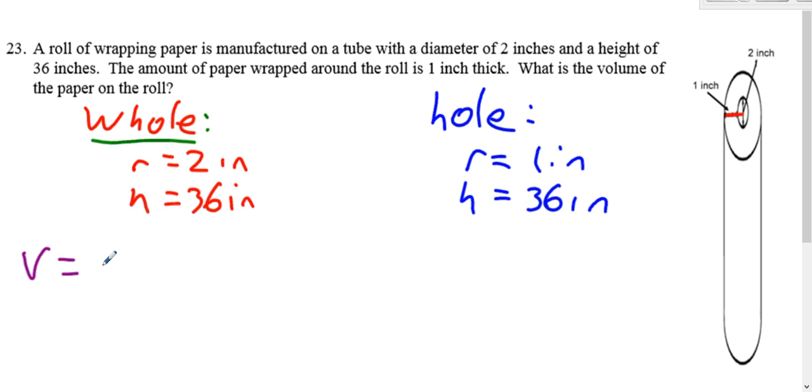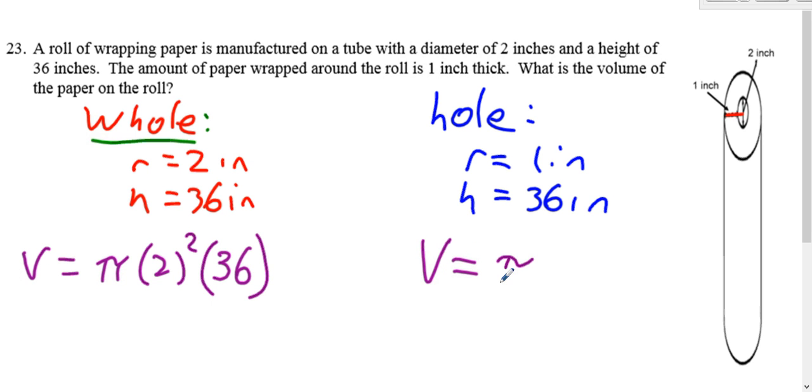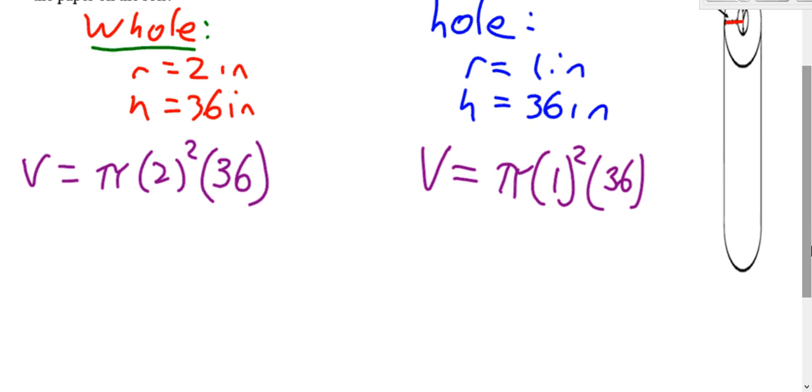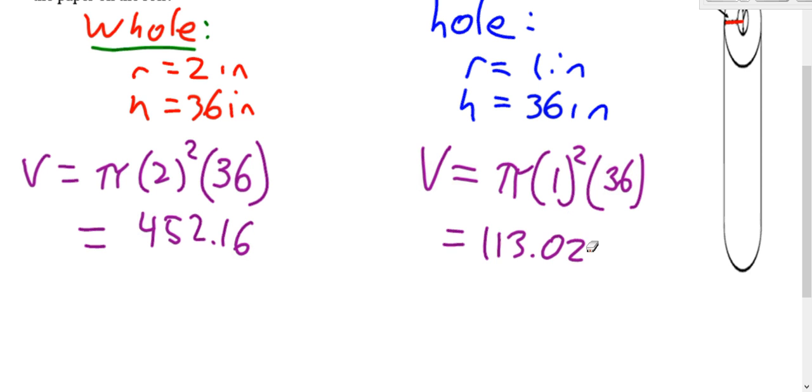So we need volume. Pi r squared times h. Still pi r squared times h on this side too. So multiply that out, you get the volume is 452.16. And then 113.04. That's not a 4. That's a 4.